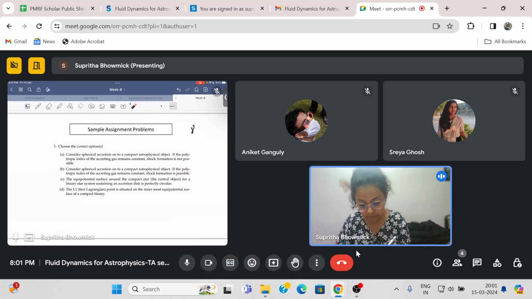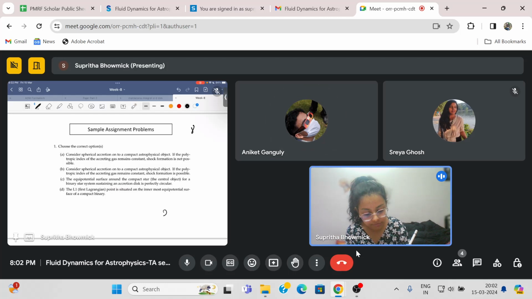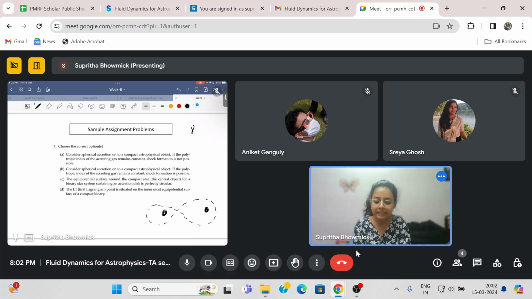Okay. Let's look at option C. The equipotential surface around the compact star for a binary star system sustaining an accretion disk is perfectly circular. No, it's not. Absolutely. Just to remind ourselves, if you had a binary system, then the equipotential surface, if you plot it, solve for it, will look like this. Clearly, it's not perfectly circular around any given object. This or this. All right.